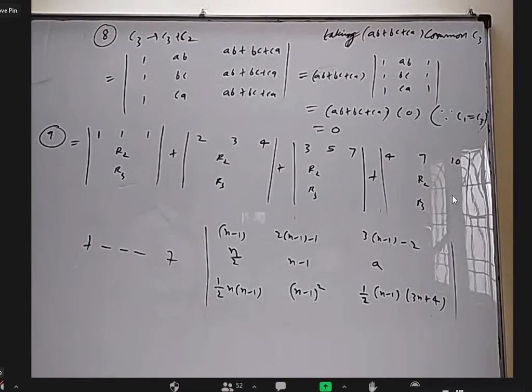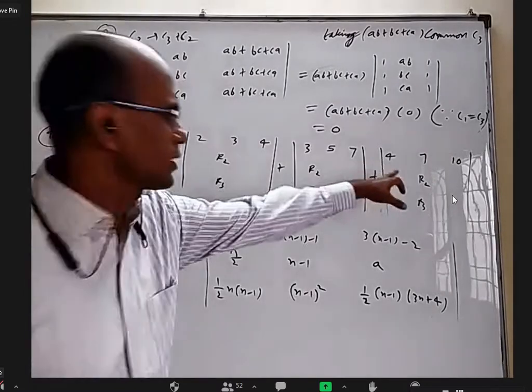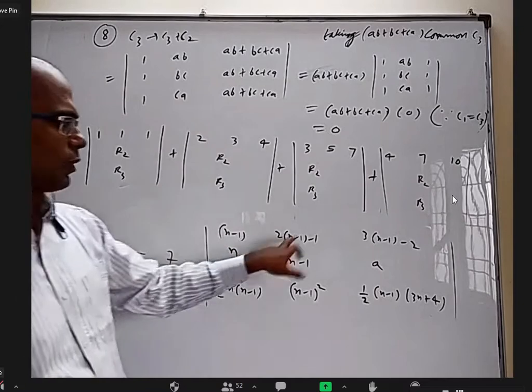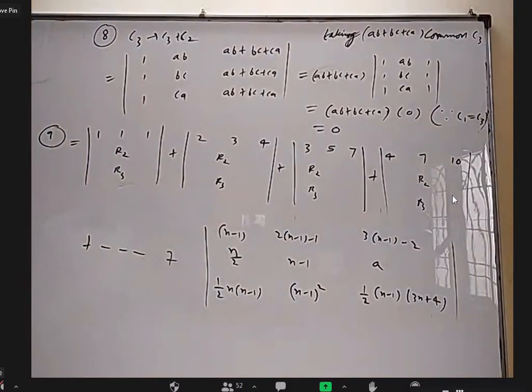Sir, up to n or only 7, sir? Up to n minus 1. After this is also there. Okay. I removed R and wrote n minus 1. Okay, sir.